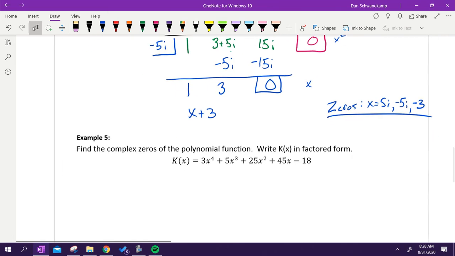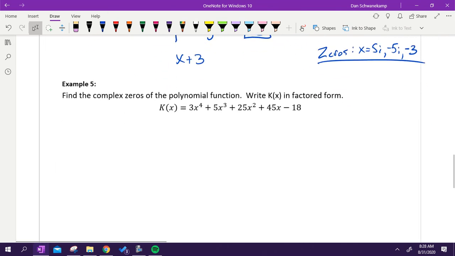Let's do one more. Okay, example 5, a little bit rough here. Find the complex zeros of this polynomial. Write k of x in factored form. I'm going to go ahead and highlight that now. That's the number one mistake made on Thursday's quiz. Writing it in factored form. Mostly kids either don't do it, or they forget, or they don't know how. But make sure you don't miss that. So in the end, I'm trying to write it in factored form, as a product of factors.